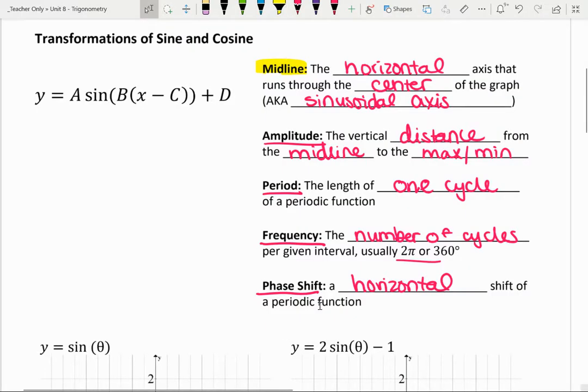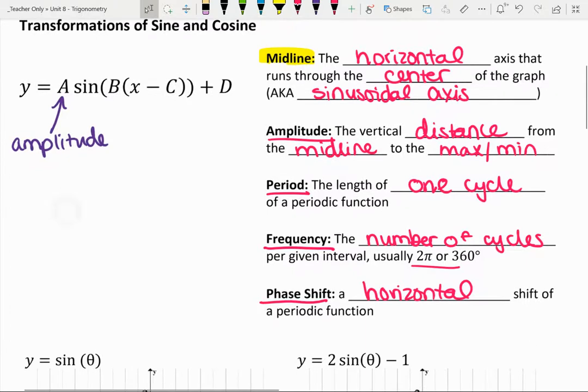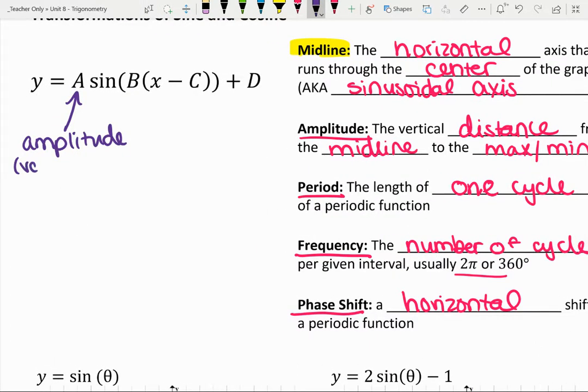So let's go back and add to our notes here. So this A value will affect the amplitude, right? And if we want to add to that, that's kind of a vertical stretch or shrink, depending on if we make A bigger or smaller. Our D value will affect the midline or the position of the midline, so it will shift the graph up or down.